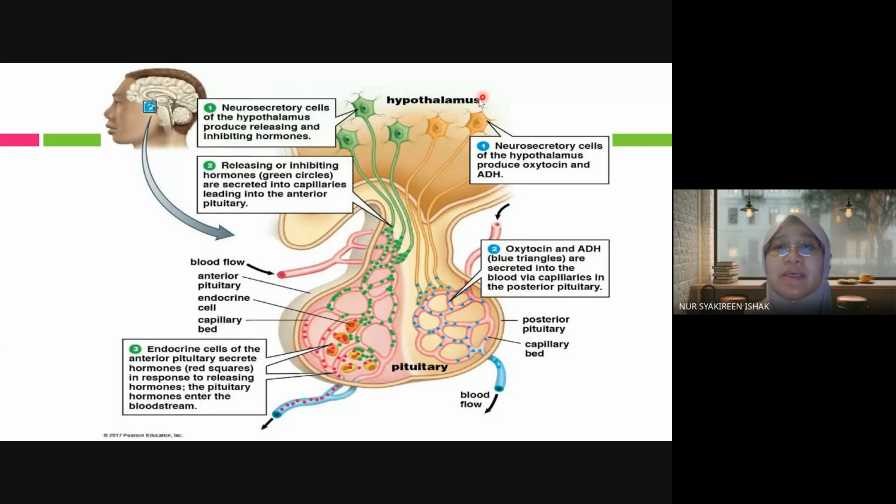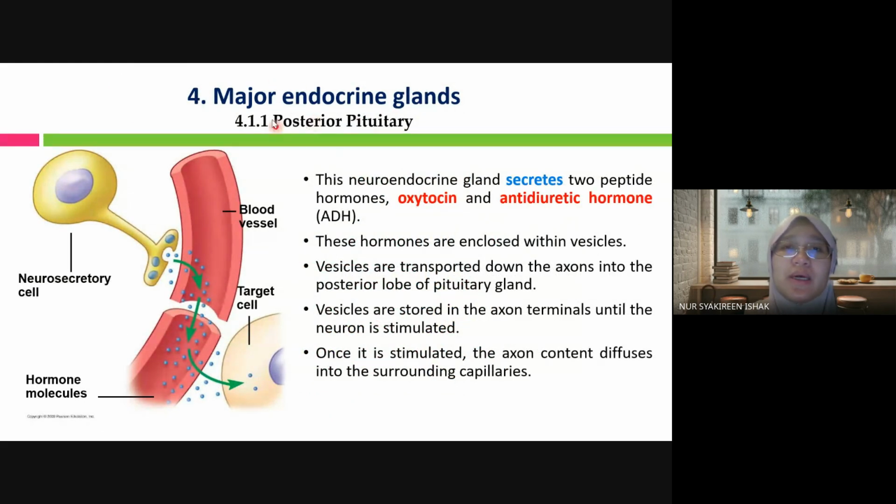So for the posterior, these are the neurosecretory cells of the hypothalamus. So the cell body secretes oxytocin and ADH, travels through the axon, and then releases into the blood capillaries of the posterior. So therefore, the posterior will secrete the hormones and then they travel through your blood circulation until they reach the target organ. Oxytocin: mammary gland, uterus. ADH: the kidney. Okay, for osmoregulation, increased reabsorption of water. Okay, so posterior pituitary. Sama je explanation dia.